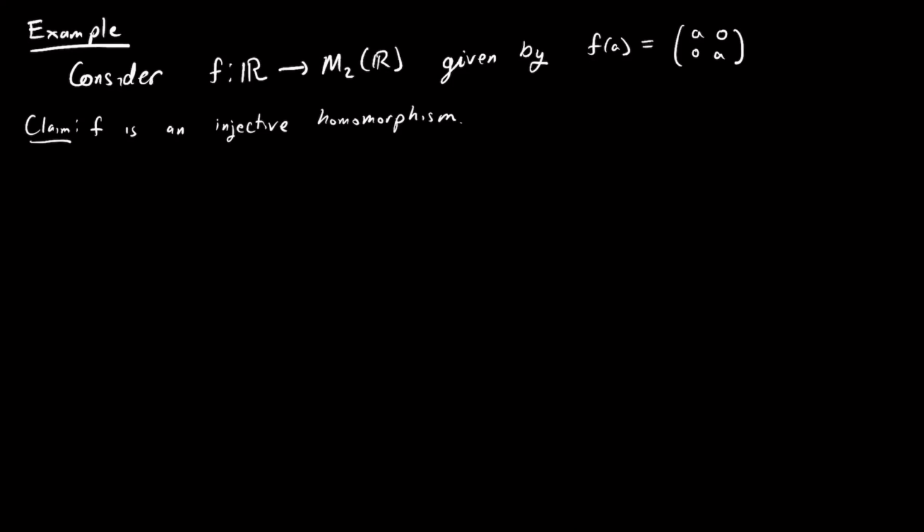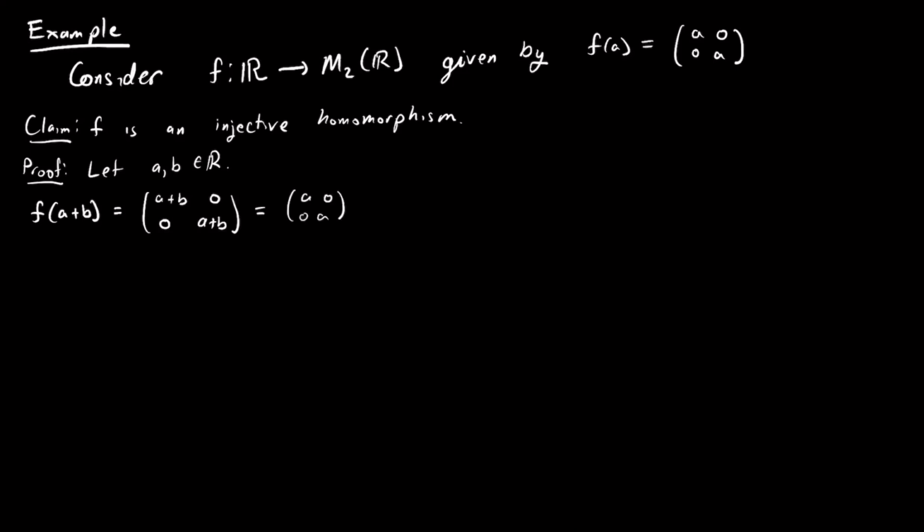So let's prove this. So first I'll start with a and b in R, and what I'm going to do is show that f is a homomorphism first. So what I'm going to notice is that, well, let's look at f of a plus b. This is going to be the matrix [a plus b, 0; 0, a plus b]. And then I notice that I can split this up as [a, 0; 0, a] plus [b, 0; 0, b]. And then I notice that this is just f of a plus f of b. Okay, so I've shown that this operation preserves addition.